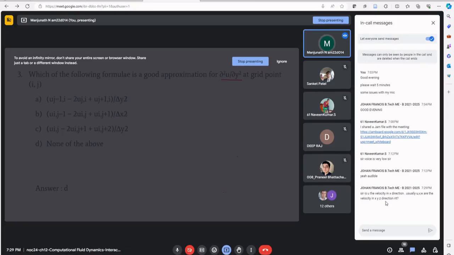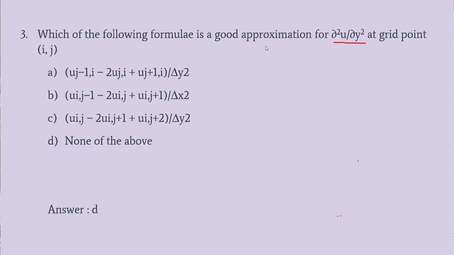Someone said u is the velocity in x direction. Usually u, v, w are the velocities in x, y, z direction, right? Yes, indeed. But it's in a three-dimensional space. You can vary in x, y, and z direction. So here, the question is about how u is varying with respect to y direction. If you are taking a one dimensional thing, you will be varying in x direction only. If you are taking a two dimensional space, you can vary in u and v as well. U and v, both of them can vary in x and y direction.